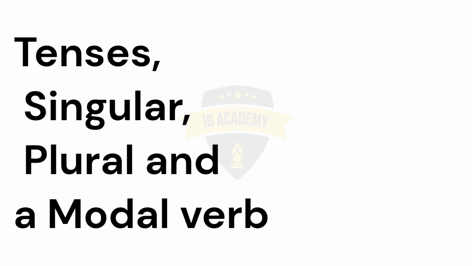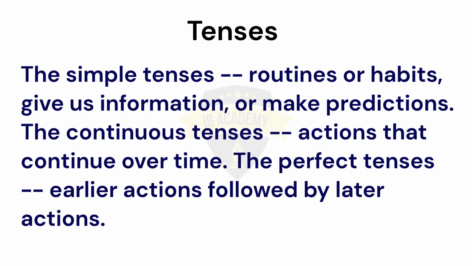So here the options include tenses, singular, plural, and a modal verb of English grammar. Let's start with tenses in English grammar. The simple tenses talk about routines or habits, give us information, or make predictions. The continuous tenses talk about actions that continue over time. Finally, the perfect tenses talk about earlier actions followed by later actions.